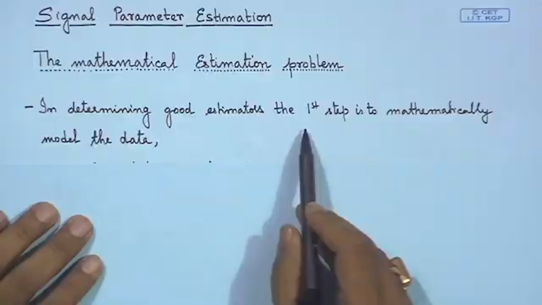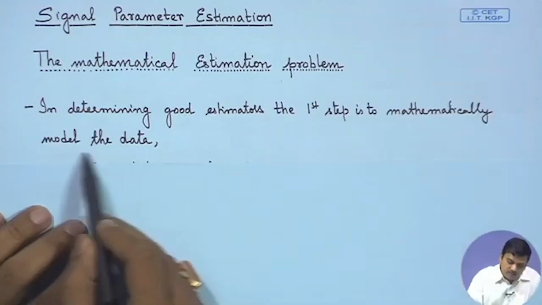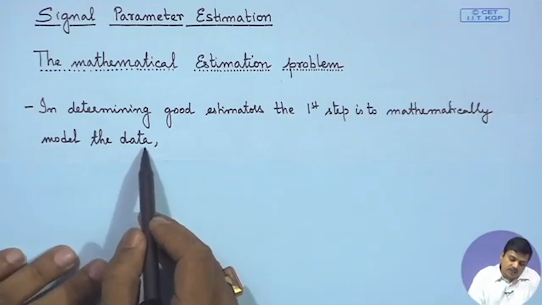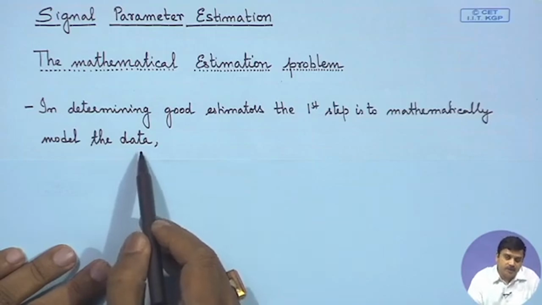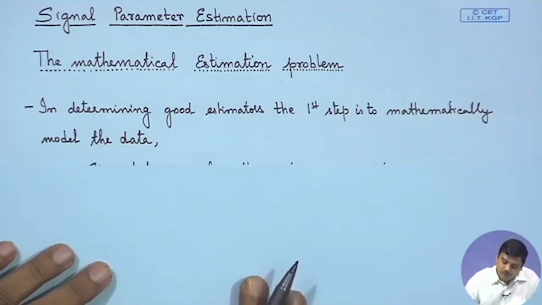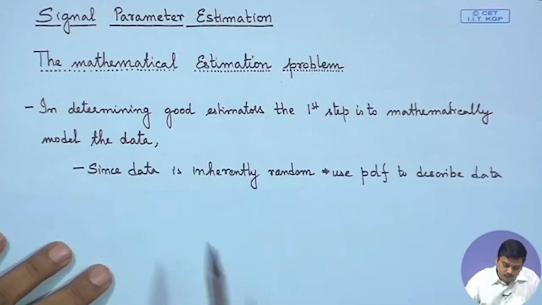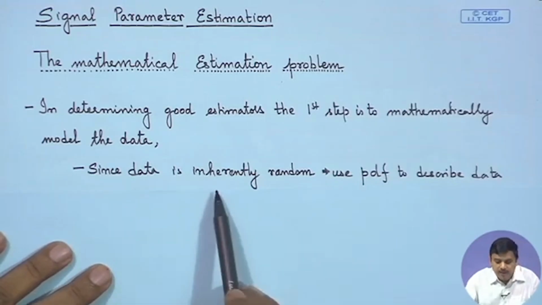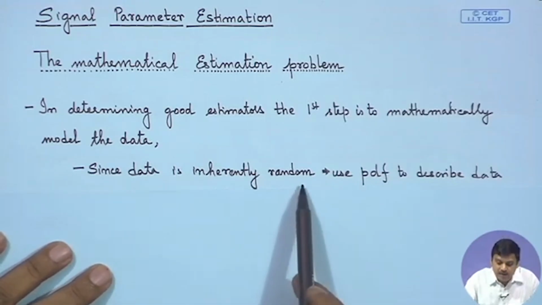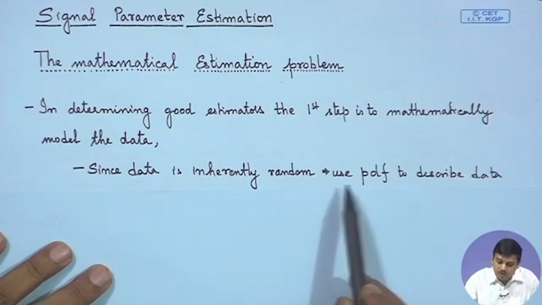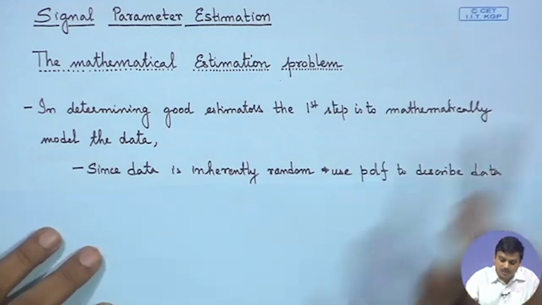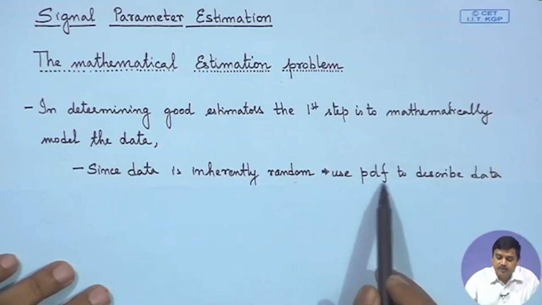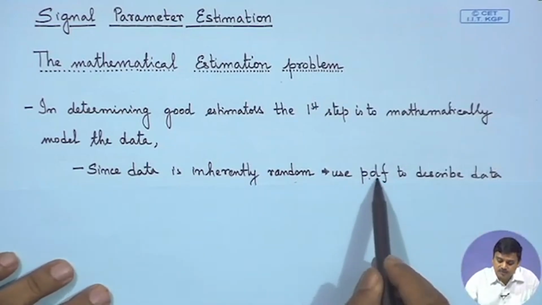So, in determining good estimators, the first step is to mathematically model the data. Once again, if we are not writing the appropriate expression of the data, we will not be able to write the algorithm. We want to operate on the data. So, since data is inherently random, we use the PDF to describe the data, because a random variable is well described by its probability density function.